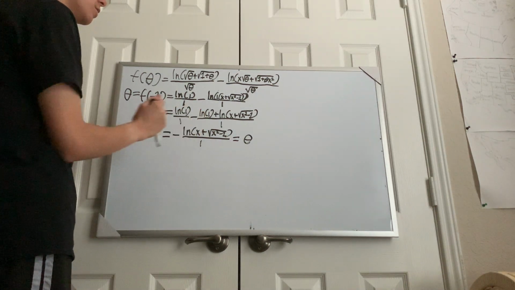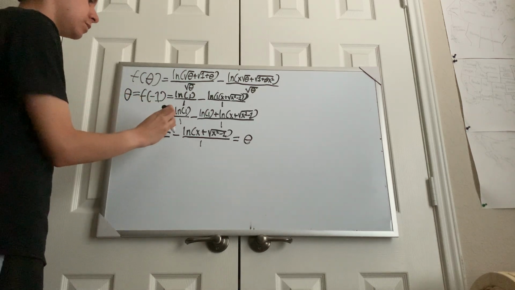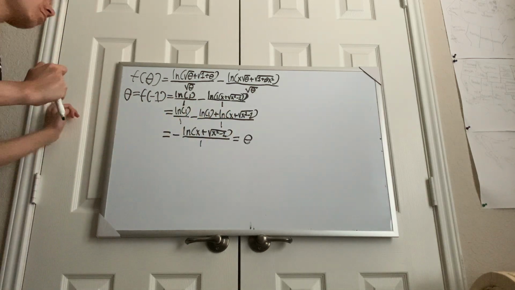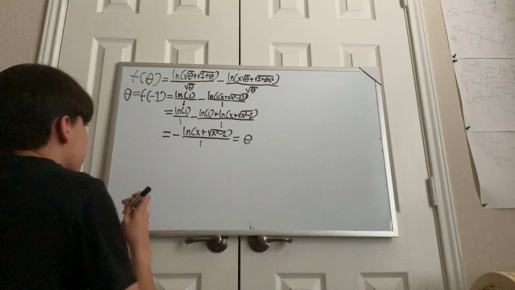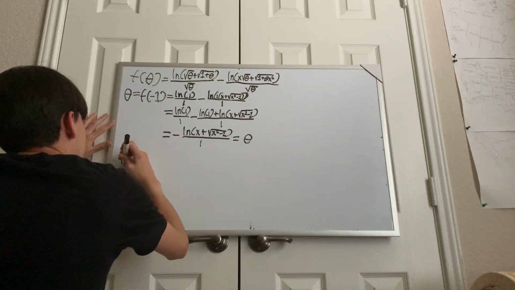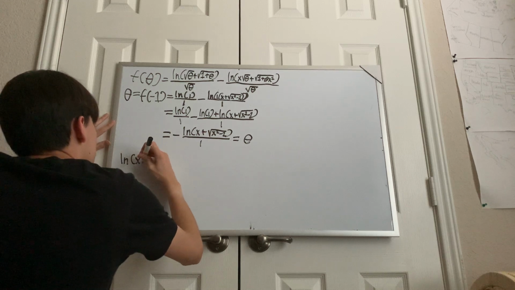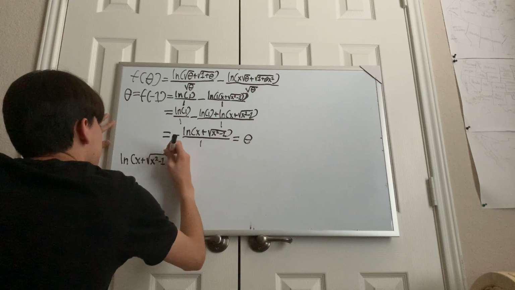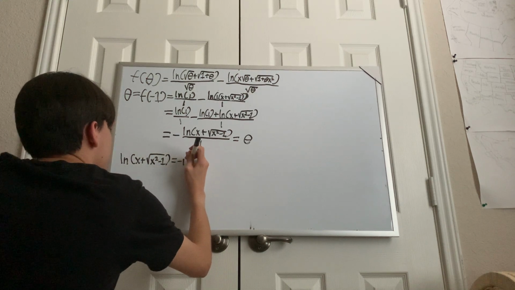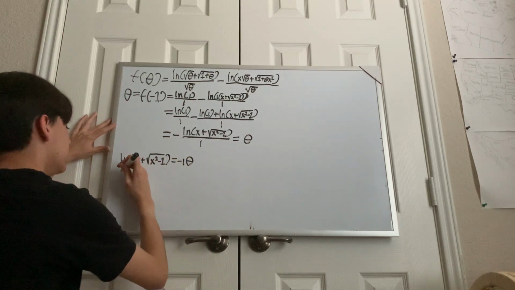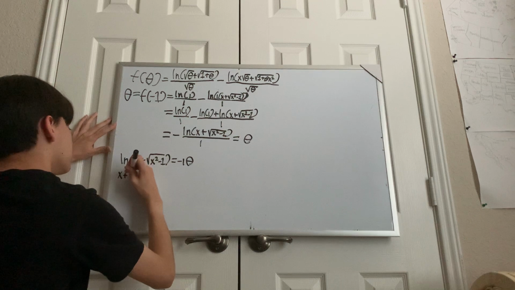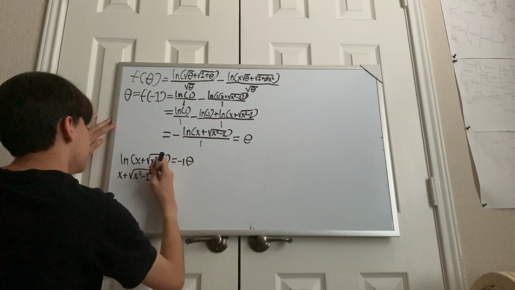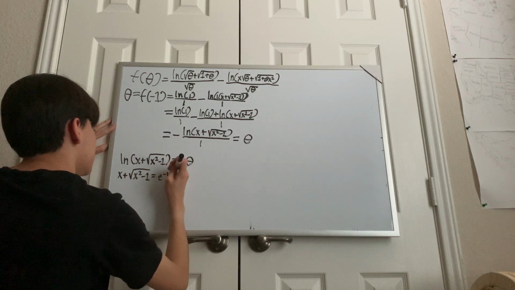Right now, this is arc cosine theta, because this is just arc cosine of cosine theta, which is just theta. So now if we try to solve for x, we get that natural log of x plus square root x squared minus 1 is equal to negative i theta. So then x plus square root x squared minus 1 is equal to e to the negative i theta.